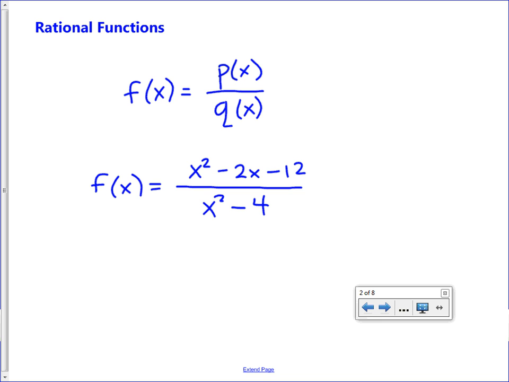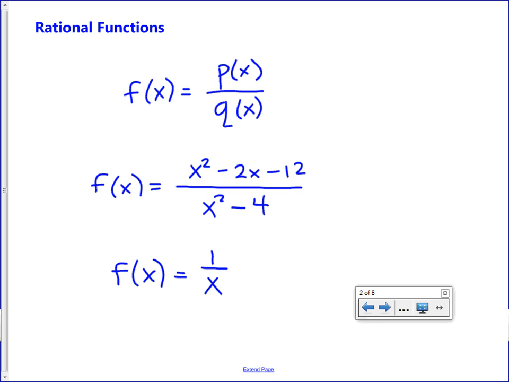We're going to start with the most basic rational function there is, which is f of x equals 1 over x. This is the parent function for all the other rational functions. The numerator is a very simple polynomial. It's the number 1. It's a constant, so the degree would be 0. And the denominator is just x, which is a linear expression. The degree would be 1. It's the most simple rational function that we can get.